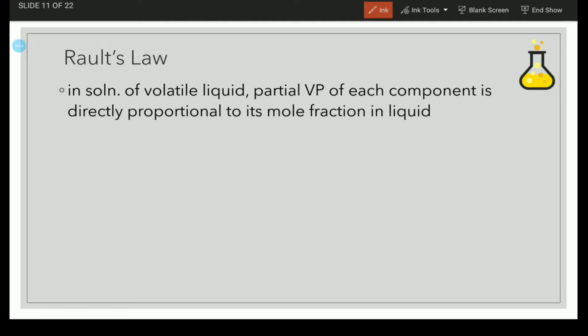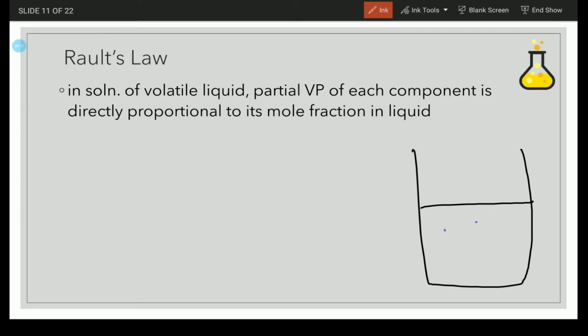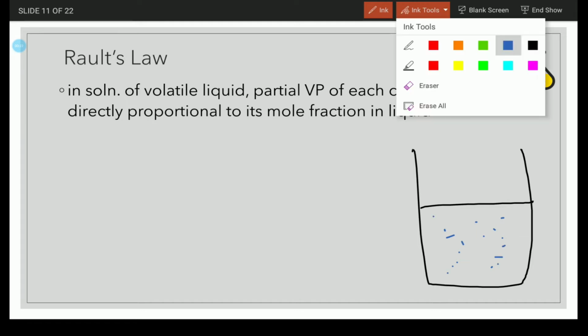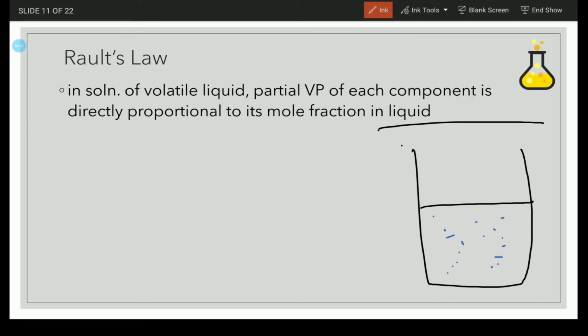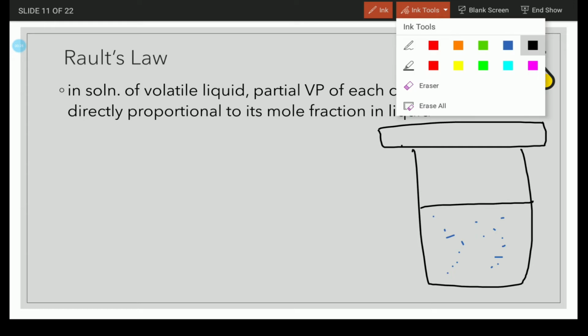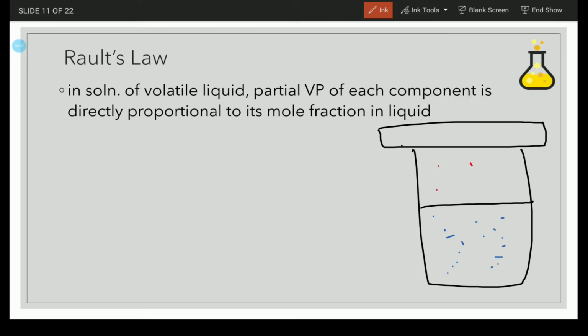Let us now talk about Raoult's law. It states that in a solution of volatile liquids, the partial vapor pressure of each component is directly proportional to its mole fraction in the liquid. Let me explain. Suppose this is the beaker, and this is the solution of the volatile liquids. Let us assume that the beaker is closed, so the gases accumulated are nothing but the volatile liquids.